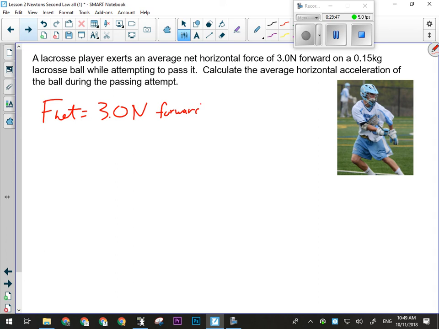Okay, what else did they give me? Mass. Okay, and we want to find the acceleration. This is about as easy as a Newton's second law problem could ever be, because they actually gave you the net force here. You didn't have to use the vector sum of all forces to calculate it. Okay, so F net equals m times a, so a equals F net divided by m.